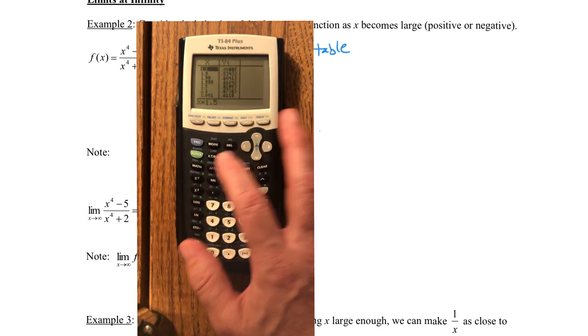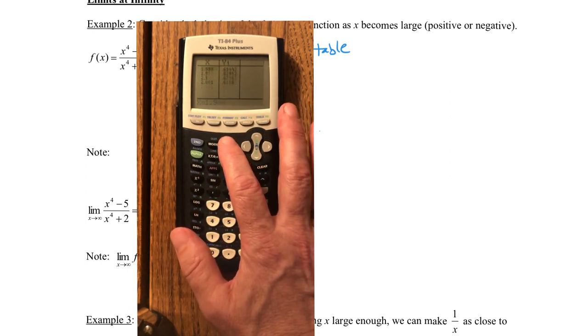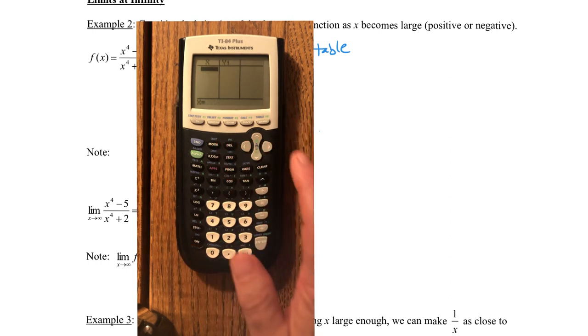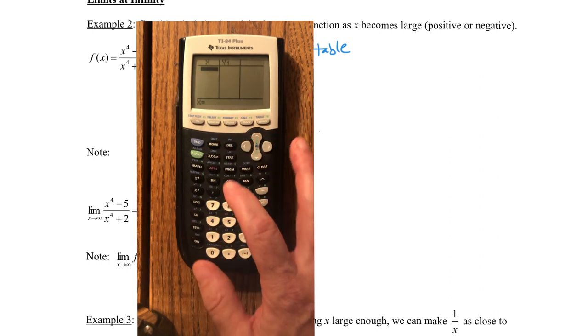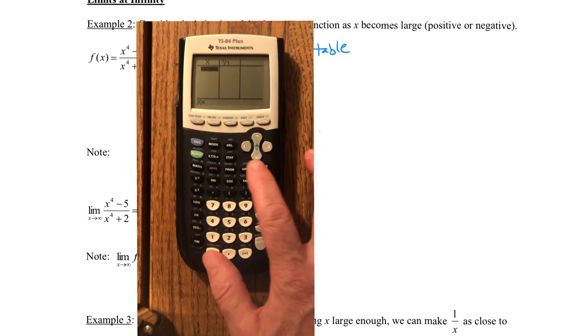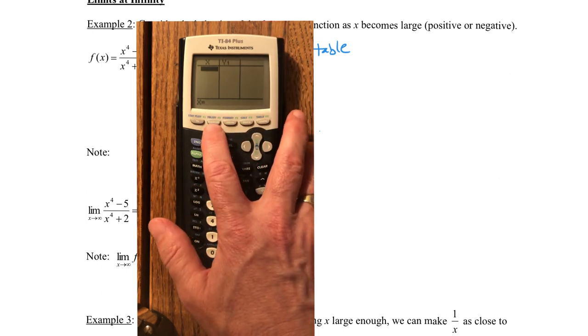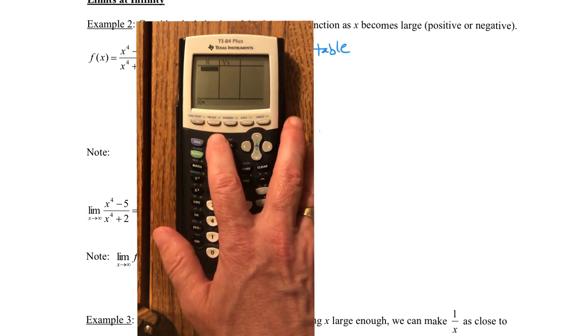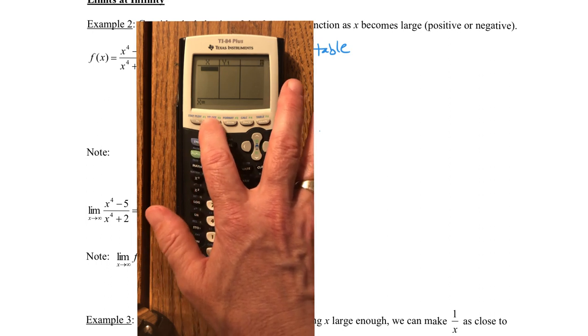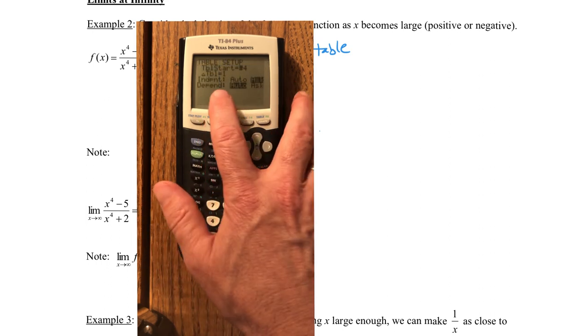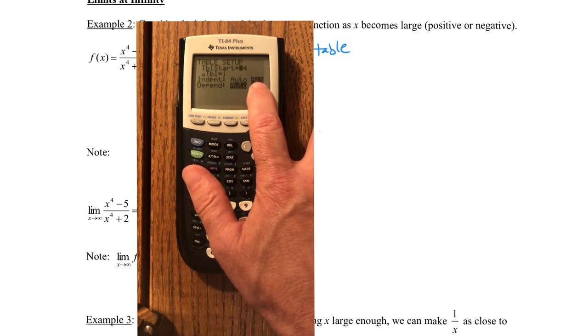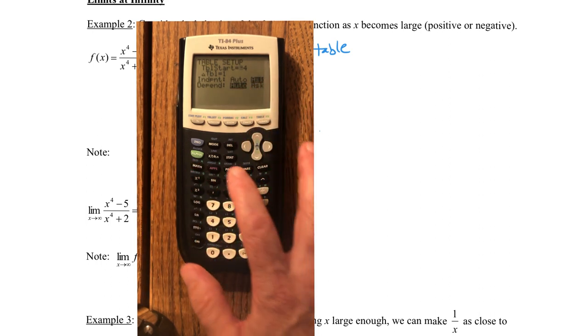And now I've got some things in here so I can delete these. But if you try to delete things and they don't delete and you just have a whole bunch of numbers that scroll, there's an easy fix. You have to go to table set. So if that's happening, go to second window to get to the table set. Just make sure the independent variable is on ask. You want it to look like this, ask and auto, and then it should work.